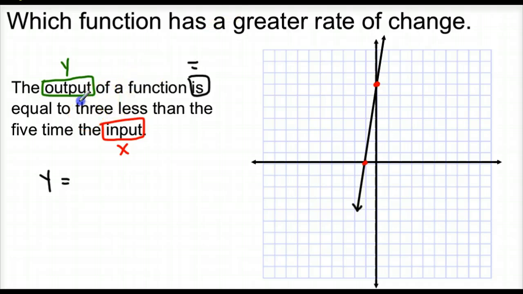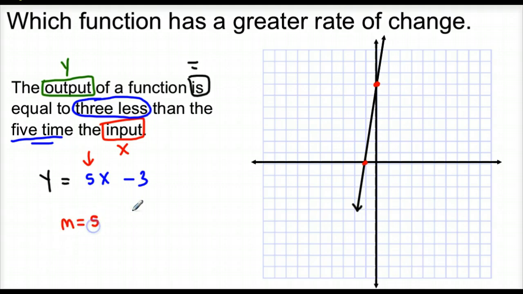Let's highlight this one for a second. 3 less. Anytime you see 3 less or 3 more, I'm going to take 3 away from something. What am I taking 3 away from? 3 less than 5 times the input. So 5 times x. In the next lesson, we'll see that the coefficient in front of your input variable, x, is the slope. So here m is equal to 5. And let's see what the slope is in the other one. Don't get too crazy about this one. We'll go over it in the next video.